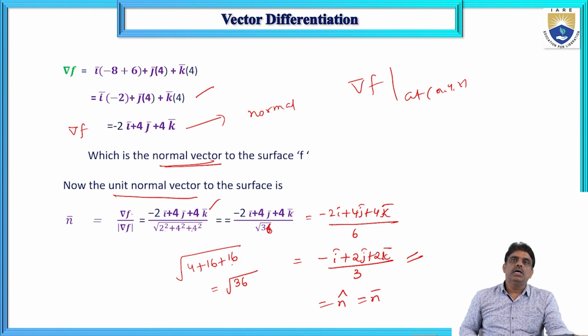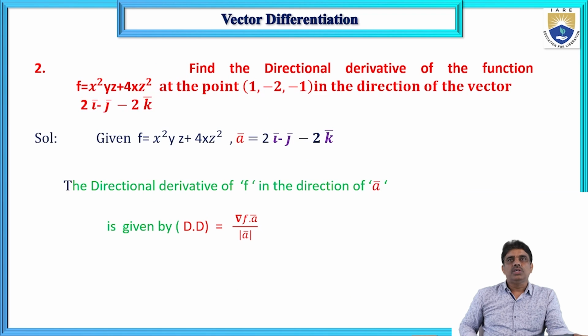Now I'll see another example which is on directional derivative. So this is the normal vector. Normal vector means grad of the given function. Unit normal vector means grad of the given function by magnitude of grad f. So now we see another example.